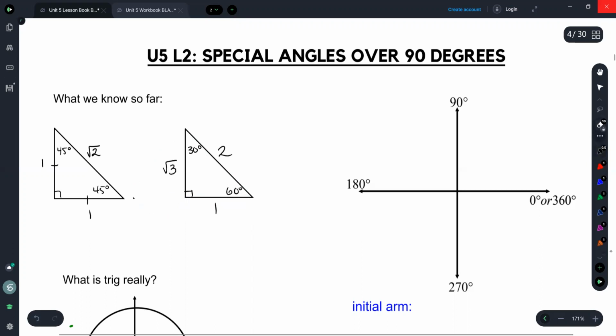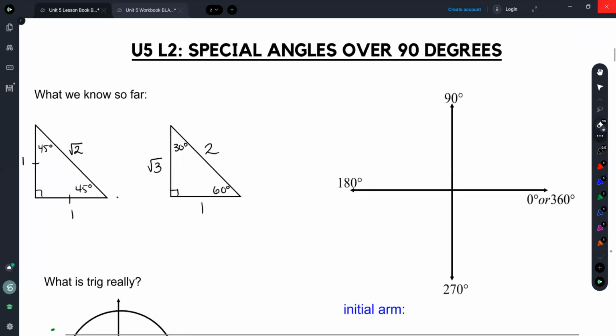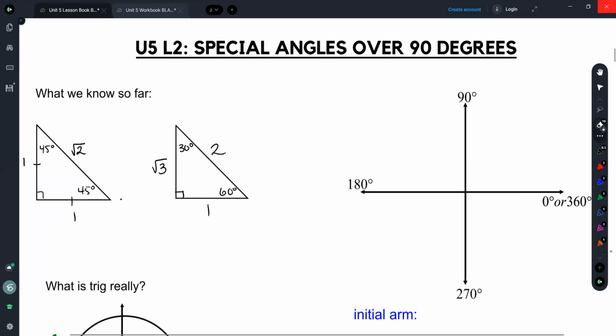Okay, so we are going to make sure that we know these triangles. We will treasure the triangles. We will love the triangles. We will look at the triangles every morning. We will be the triangle. Okay. You need to know these triangles. That's what I'm trying to say.